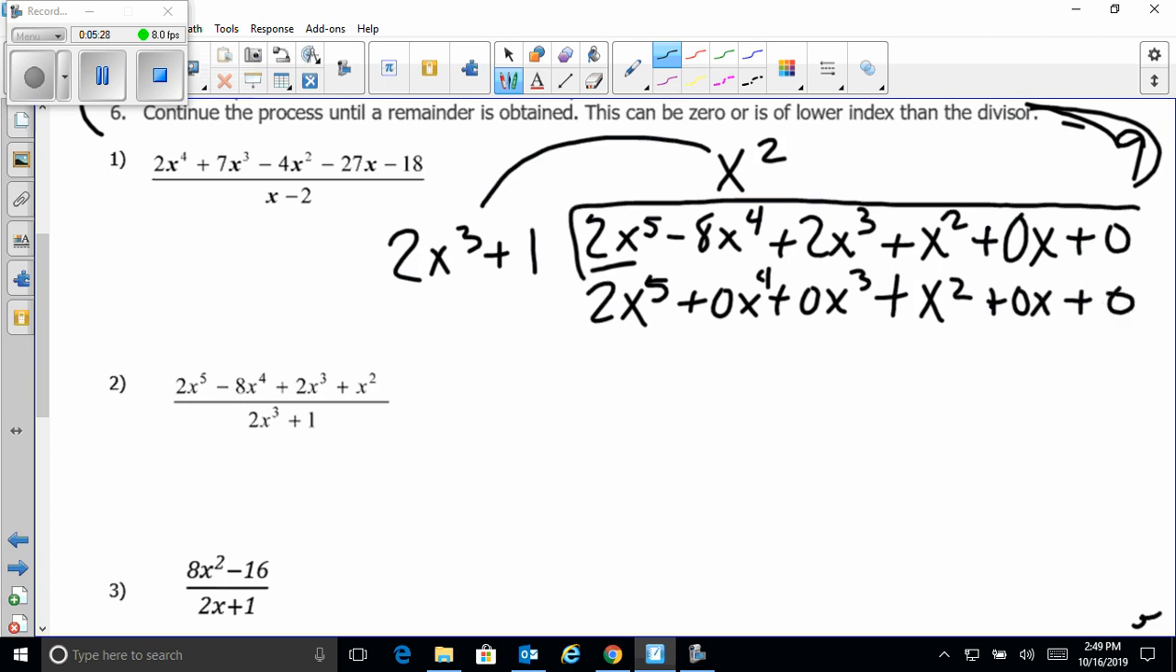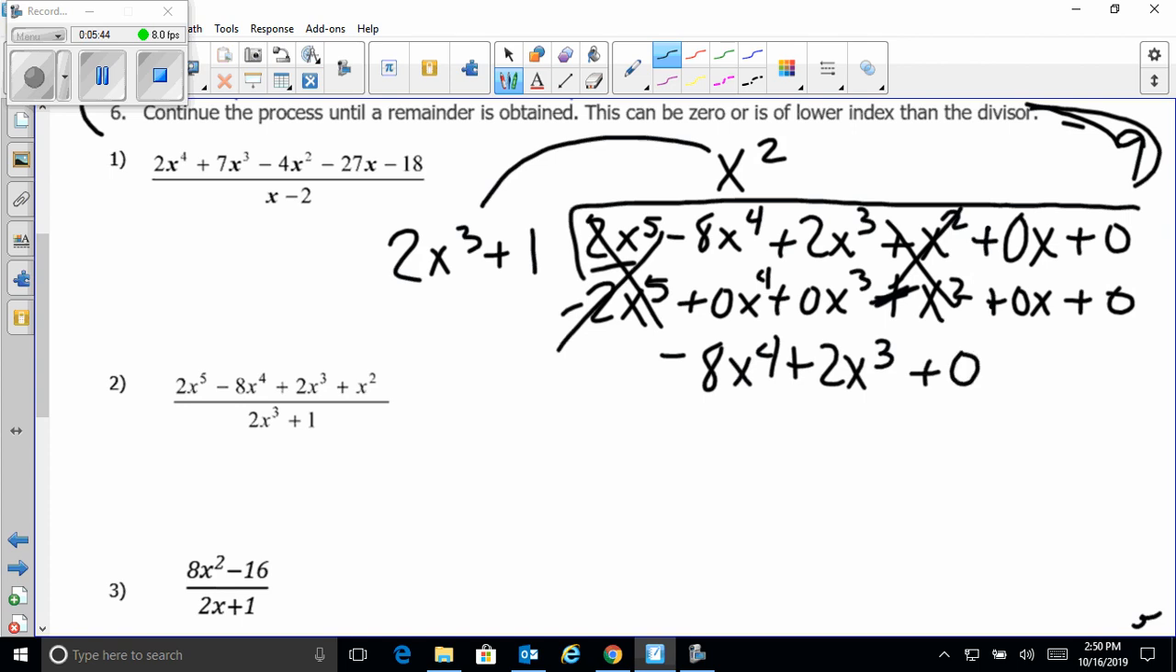And I'm going to subtract these, which is subtracting that one and subtracting that one. When I do that, that cancels. Here I'm left with negative 8x to the fourth. That cancels. Here I have plus 2x to the third. And then the rest of it is zeros. I don't need to bring all of it down because I'm only going into the next.